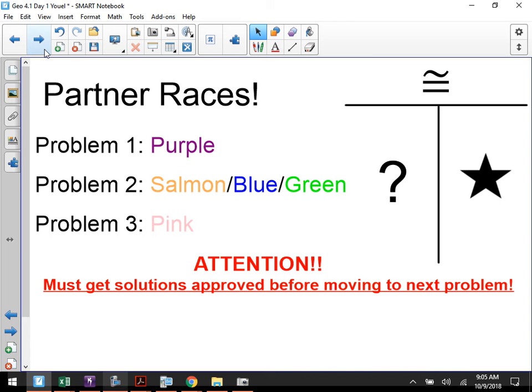To make it easier, if you look at your purple cards and all the cards, they have either a question mark or a star on them. If it has a question mark, it goes on the left side of your chart. If it has a star, it goes on the right side. That way you can keep track of what's a statement and what's a reasoning in a proof, but in this case, it's congruency. So it's purple, then your second color, which is either salmon, blue, or green, and then your third one is pink. Work with your partners.